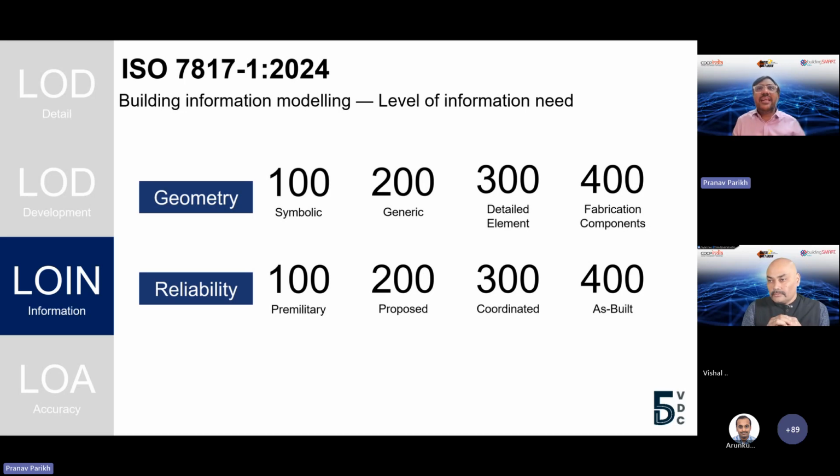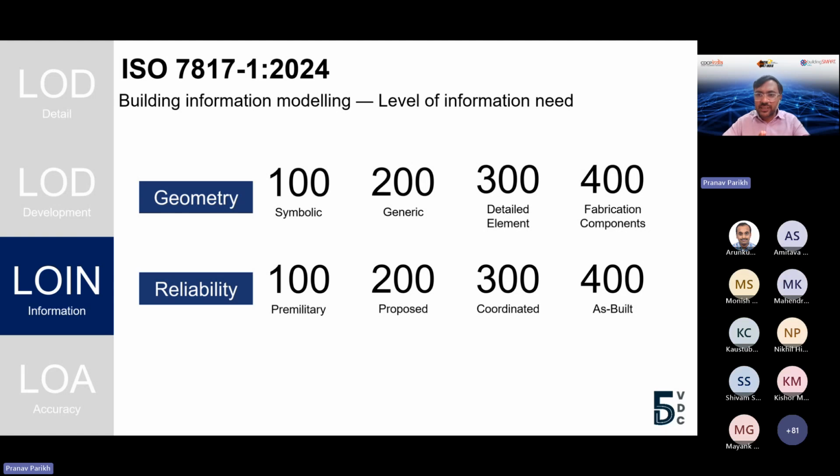So I can have, let's say, a plumbing pipe which may be designed from a geometry point of view at a detailed level, but it may not be coordinated. It is possible that at a DD level my pipe size is fixed, which means I'm at LOD 300 or LOIN geometry at a 300 level. But at a DD level it may be only proposed reliability, and I may have coordination happening at the end of DD or at the beginning of GFC. So all these permutations and combinations get taken care of at a LOIN level.